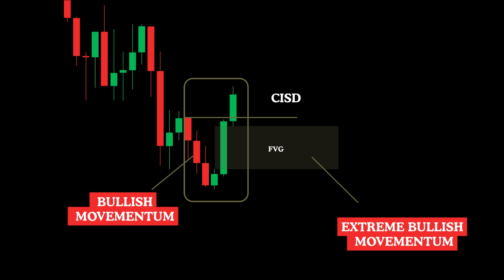These gaps visually represent increased activity and volume. When a CISD forms alongside a fair value gap, it's a clear indication that institutional or large players are driving the move, adding credibility to the setup. A retracement into a fair value gap often provides a high probability entry opportunity since the market tends to fill these imbalances before continuing its directional move. By combining CISD, fair value gaps, and volume confirmation, you can significantly improve trade accuracy and minimize risk.